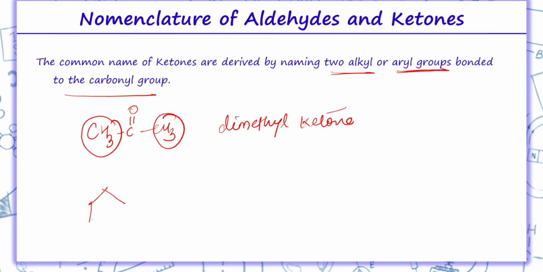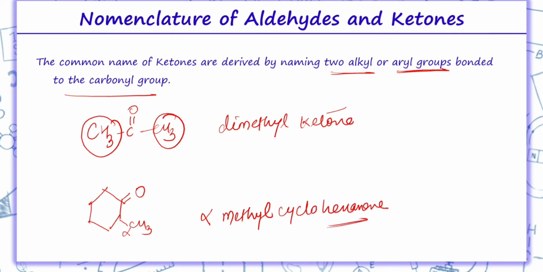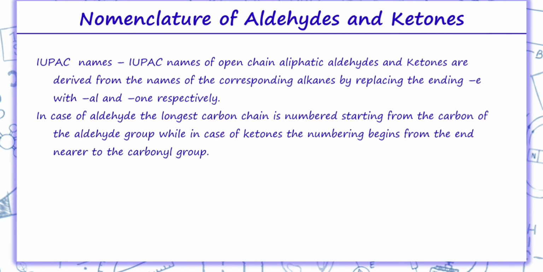Similarly, we have a double bond O and here it is CH3. So now this is alpha. So we will call it as alpha methyl cyclo, because it is a cyclic compound, cyclohexanone. So this is how aldehydes and ketones are named.